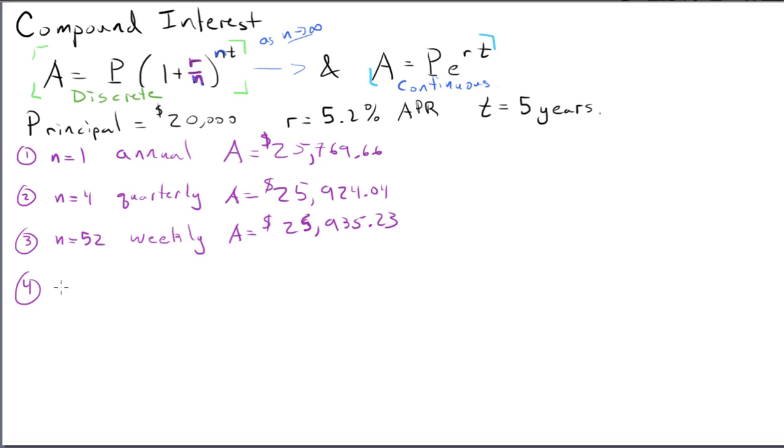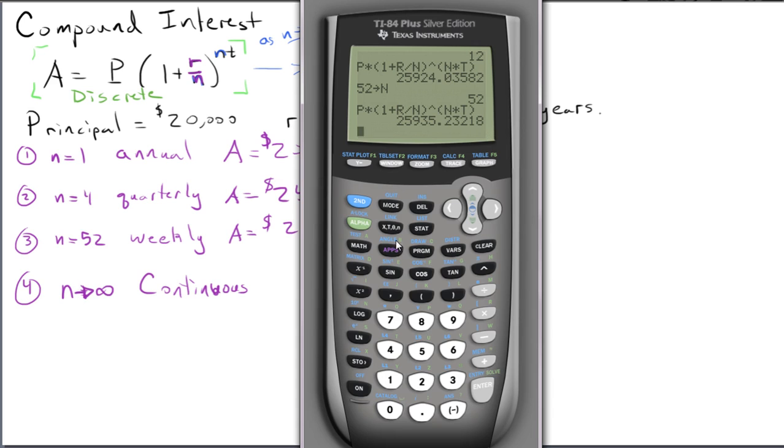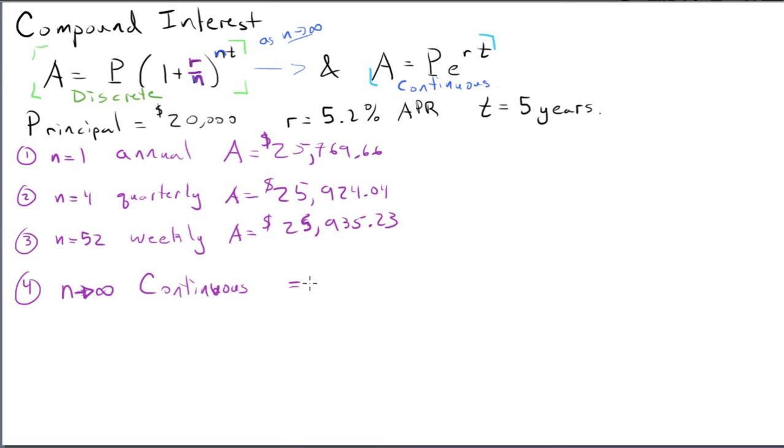So let's go ahead and compute this continuous value. Continuous, n is going to infinity. I need my principal, alpha p, times e raised to the r times t. There we go. And we'll get $25,938.60.